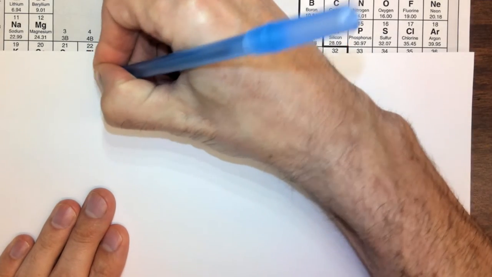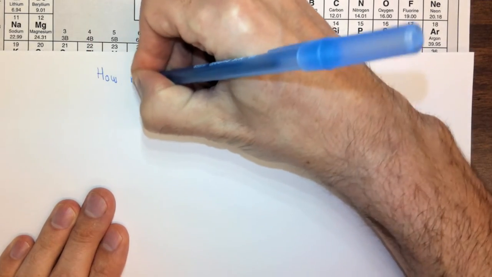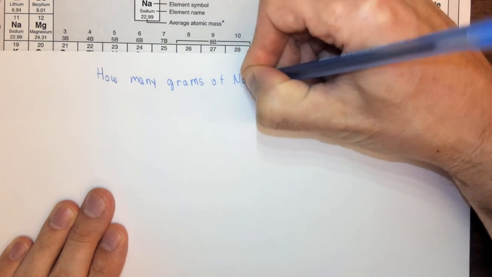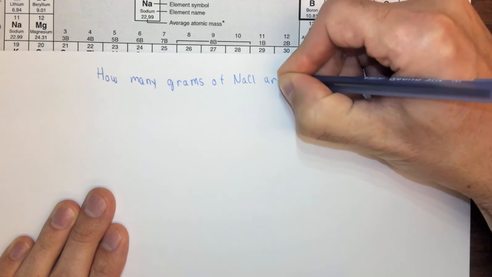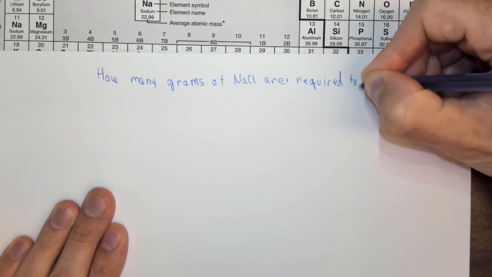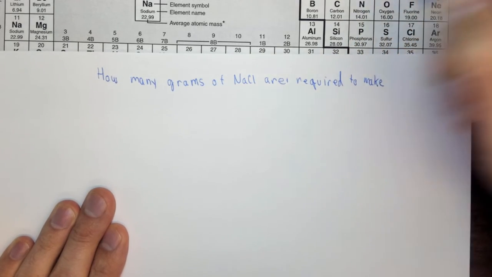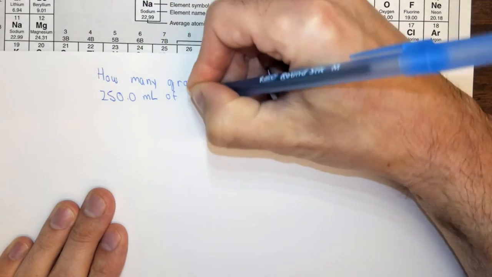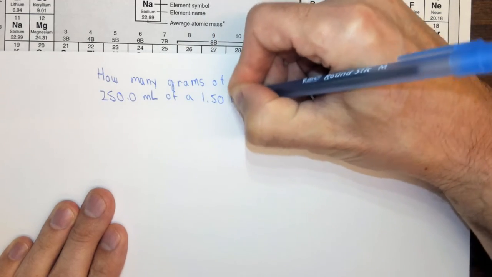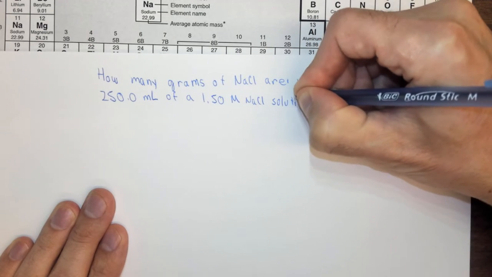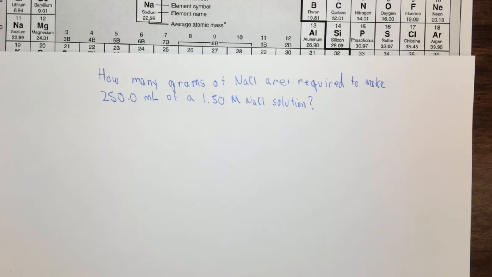This one is: how many grams of NaCl are required to make 250 milliliters of a 1.50 molar NaCl solution? So this is a step further than the previous example. So in this case, we need a plan of attack.